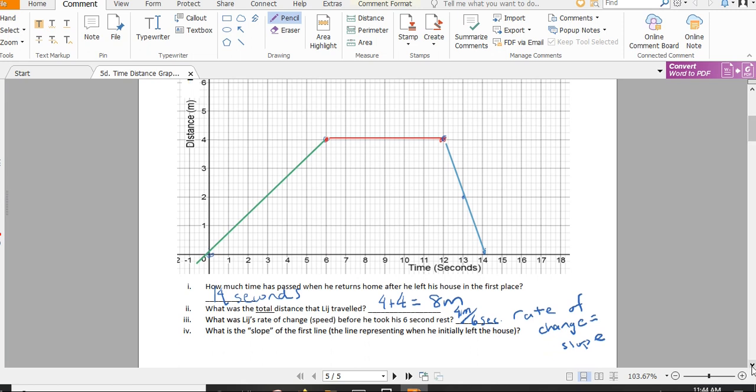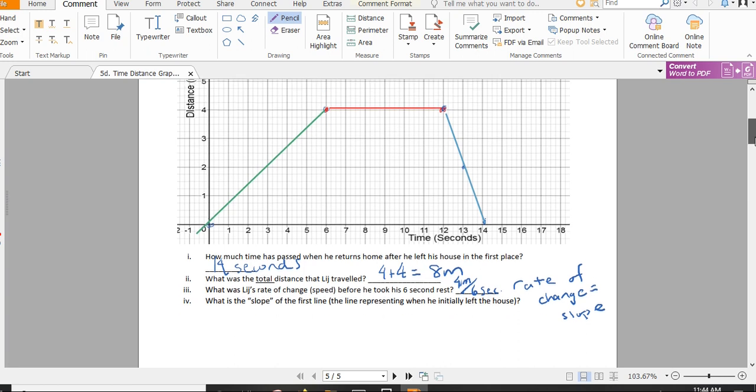Now, instead of 4 meters per 6 seconds, could you have said 1 meter in about 1.5 seconds? Sure. You could have also said 2 meters in about 3 seconds. They would all be roughly the same.